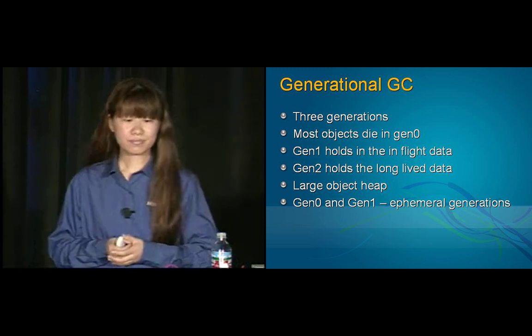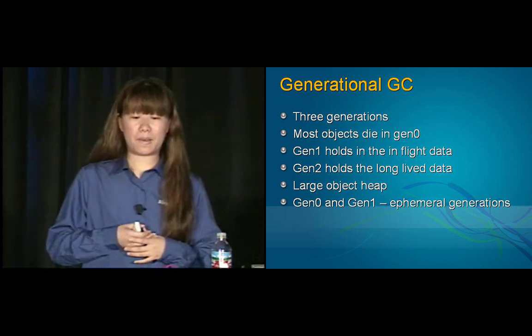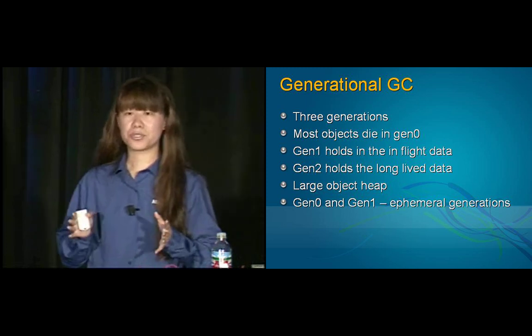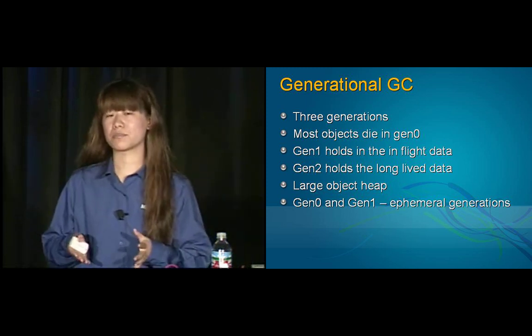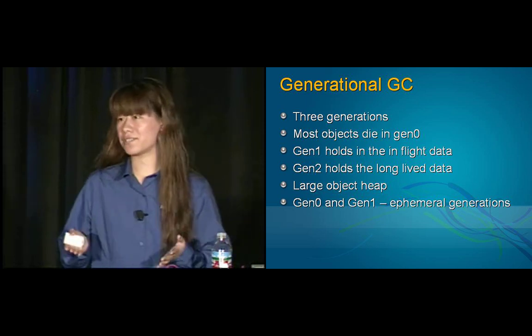The large object heap is something I'm going to talk about in a bit. And I just wanted to introduce a term because I'm going to be using this term later in the talk. So we call Gen 0 and Gen 1 the ephemeral generations.